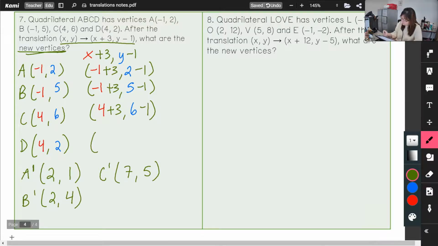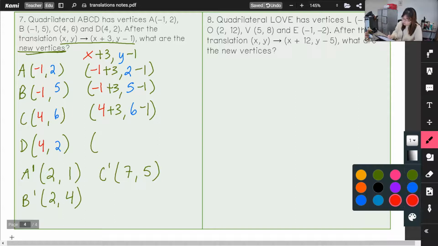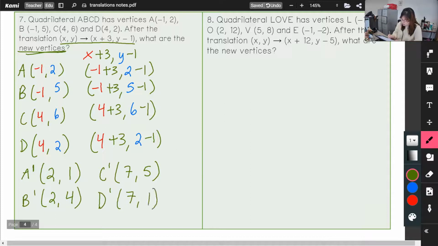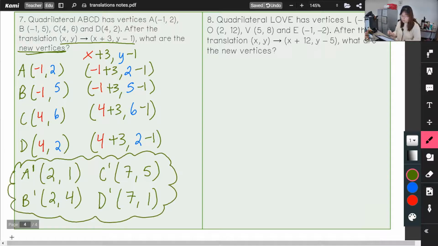Last one. For D, our x is still 4, so this part will be the same, 4 plus 3. Except this time our y is 2, so we'll do 2 minus 1. But we did do 2 minus 1 earlier, so it's a lot of reuse. So D prime, 4 plus 3 is 7, 2 minus 1 is 1, and here we have it. Our answer, our new vertices.